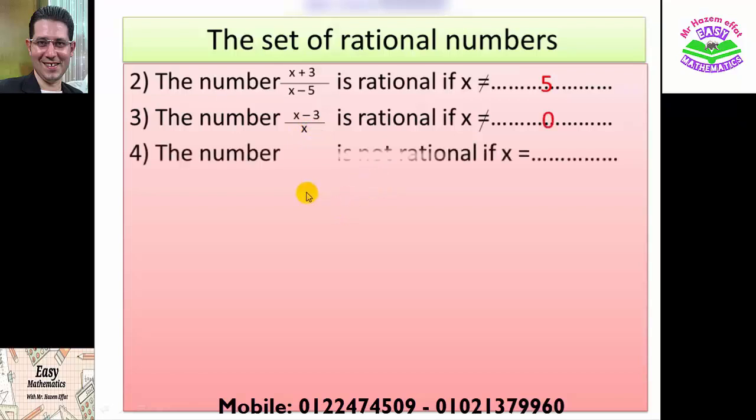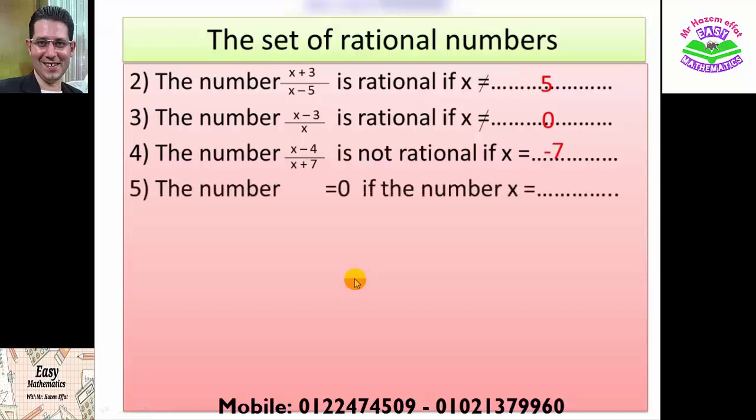Number 4. The number x minus 4 over x plus 7 is not a rational number if x equals what? We note here he says isn't a rational number, so he cancels the not equal and replaces it by the equal sign. So both of them are the same. We must also look to the denominator and try to find the suitable answer. Here we have positive 7, so we replace x here by negative 7 to get 0 and exclude negative 7. So x here must equal negative 7.